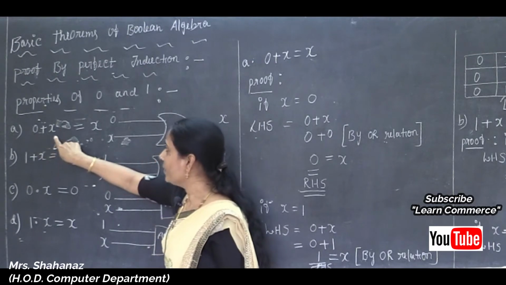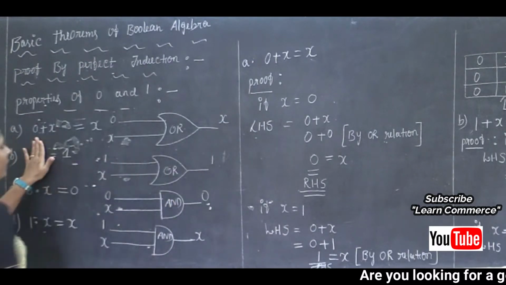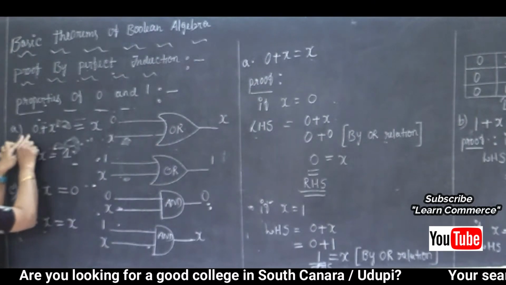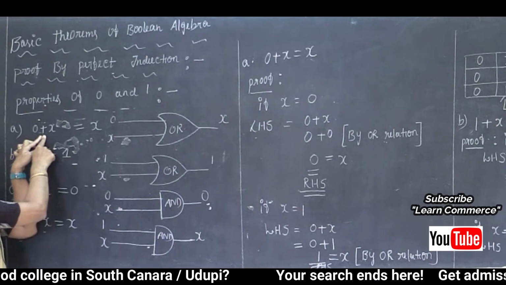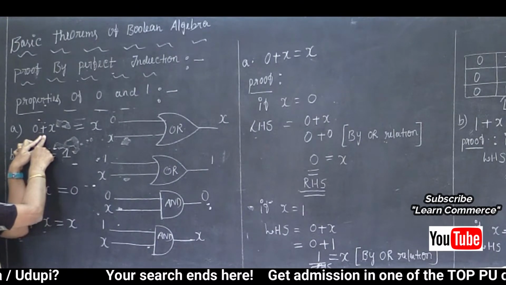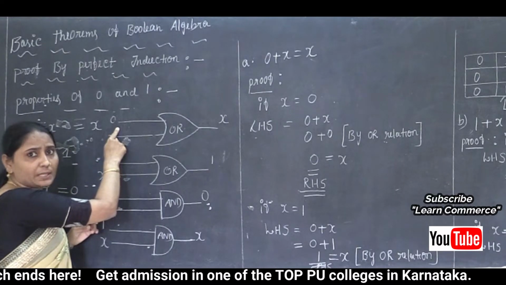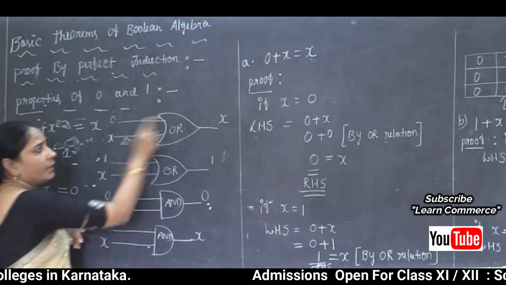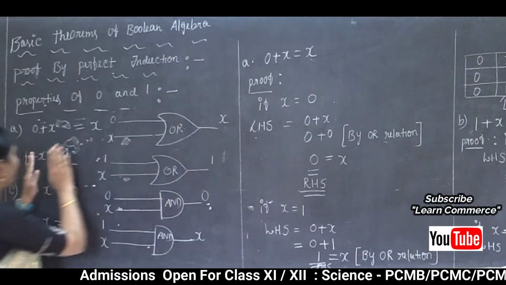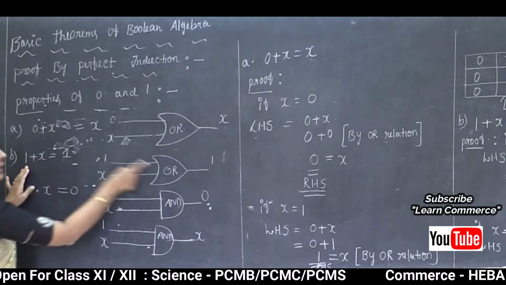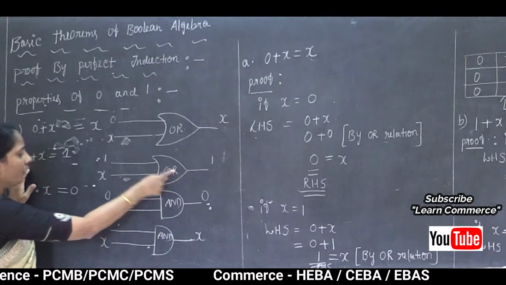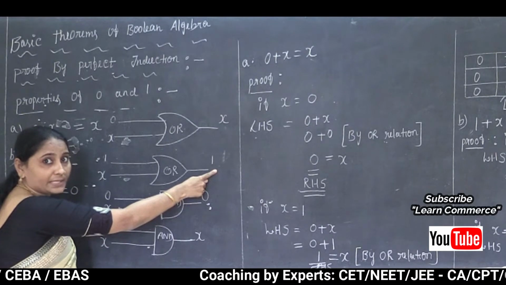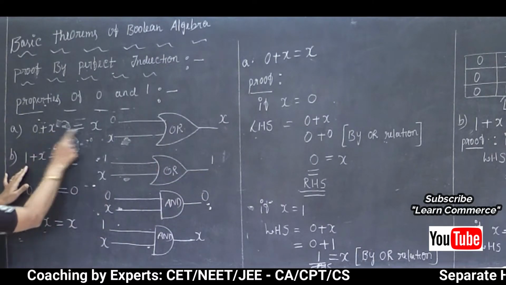So 0 plus x is equal to x. First I draw the 0. In between 0 plus x, which operator is that? The plus symbol, correct? So we need to use the symbol of the OR operator: 0 OR x is equal to x. Now the second, 1 plus x, we draw the OR operator, and the result should be 1. So 1 plus x is equal to 1, and 0 plus x is equal to x.